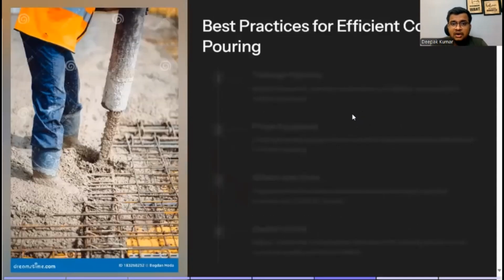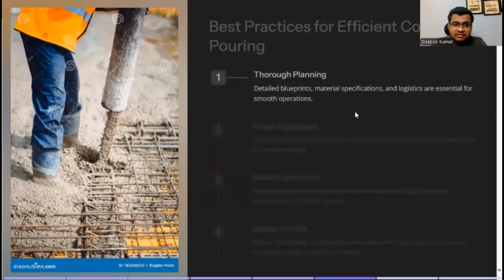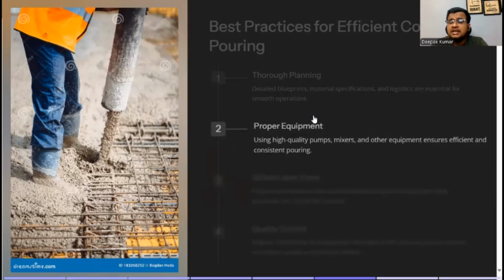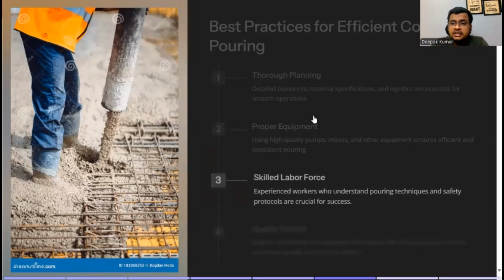Now the best practices for efficient concrete pouring. Through planning, we have seen these pictures. Planning like detailed blueprints, material specifications, and logistics are essential for smooth operations. And proper equipment: we use high quality pumps, mixers, and other equipment to ensure efficient and consistent pouring. And skilled labor: experienced workers who understand the pouring techniques and safety protocols are key for success.